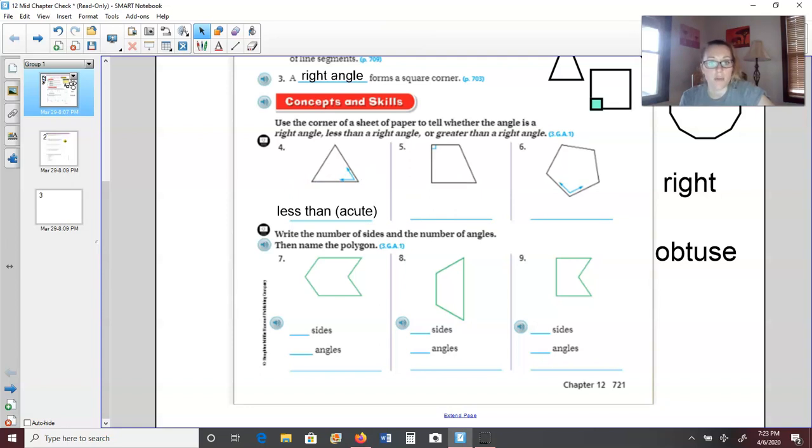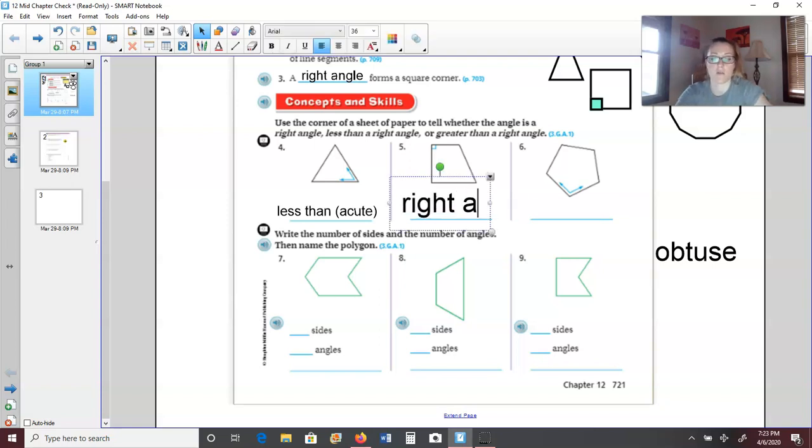So number 5, we have a quadrilateral shape because it has 4 sides to it. So that's what we call a 4-sided figure. And if you look in the top left-hand corner, I see a teeny tiny little square symbol, and that indicates to me that we have a just right angle. So it is a right angle.